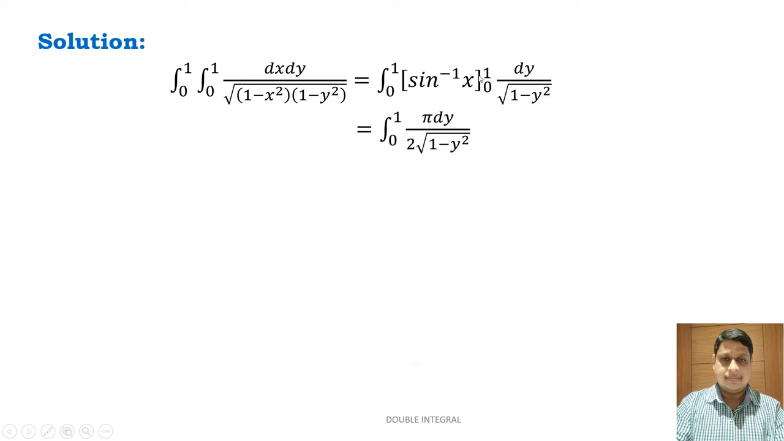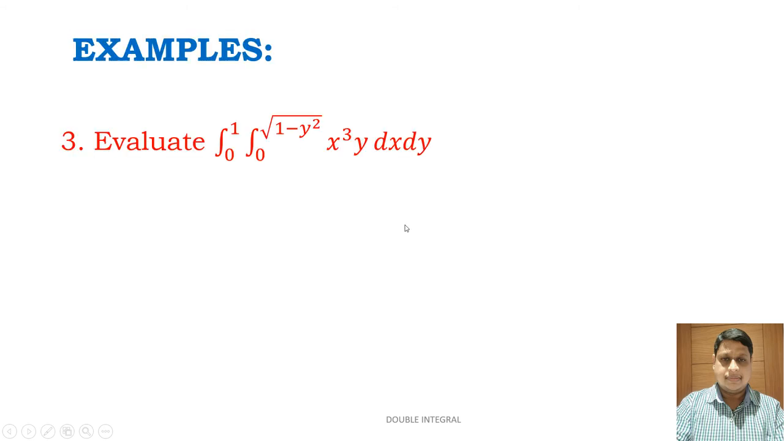So we can replace x by the upper limit. Sine inverse 1 is pi by 2, sine inverse 0 is 0, so the total is pi by 2 into dy by root of 1 minus y square. We can integrate, pi by 2 is constant, and 1 by root of 1 minus y square integrates to sine inverse y, limit from 0 to 1. Replace y by the upper limit and lower limit. Sine inverse 1 is pi by 2, sine inverse 0 is 0. Then pi by 2 into pi by 2 is pi square by 4.